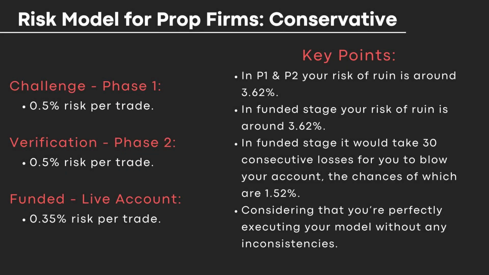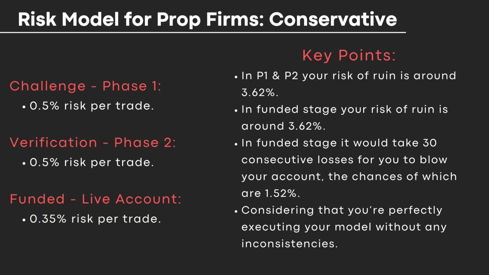And right here, here's a different model. This one is a more conservative model than the one I showed you earlier. Even for this risk model, the same model is used that I showed you earlier with the 40% win rate and 3 risk to reward ratio. But in this one, you'll be risking 0.5% in phase 1 and phase 2. And then during fund stage, you'll lower your risk to only 0.35%, right?